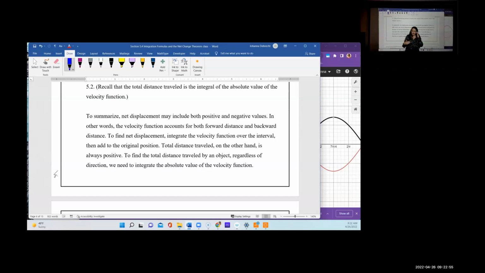So to find net displacement, you integrate the velocity function over the interval and then add to that the original position. To find the new position f of b, you integrate the velocity function, that's the definite integral, and then add to it the original position, which is f of a. Total distance traveled, on the other hand, is always positive, and in that case, you need to integrate the absolute value, as we saw in one of the previous examples.